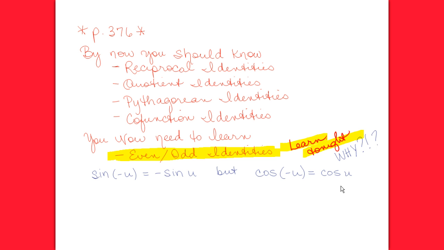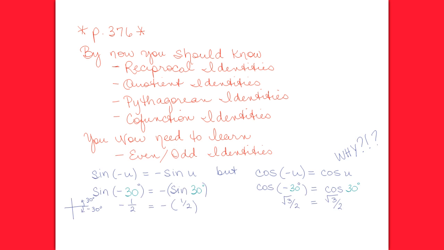Well, we can go through and just flat out memorize them. I understand that, but it would be nice if we understood the reasoning behind it because it might help us keep it straight a little bit. Let's say that we put a number in the place of that angle. So let's put 30 in the place of u. If we go through over here, we're going to get sine of negative 30 is equal to negative sine 30.